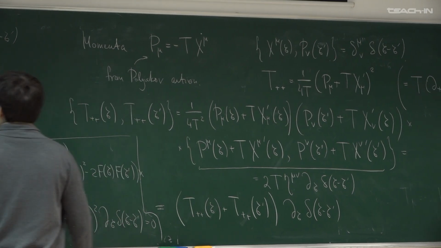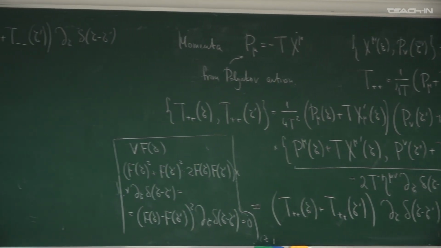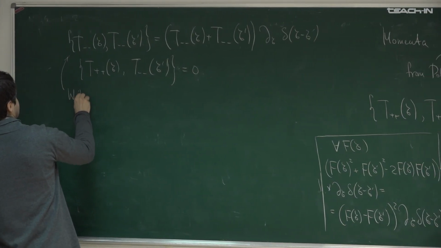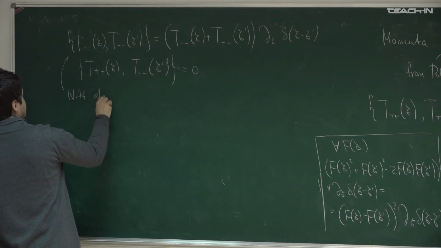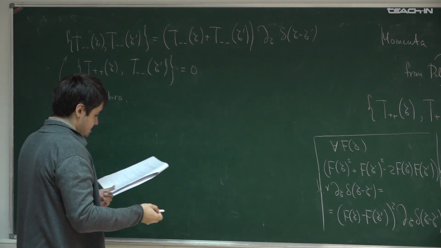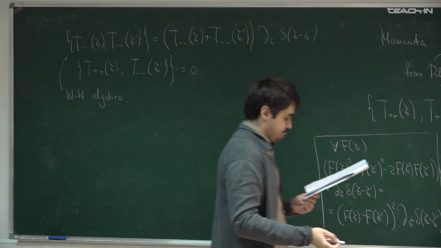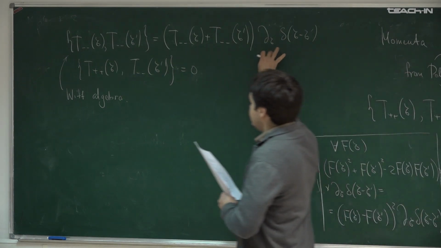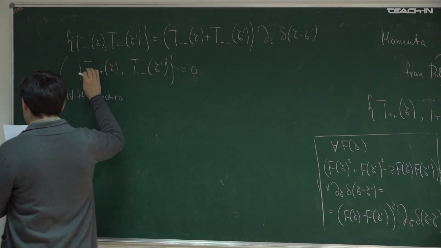Okay, so this algebra for T−− or T++ is called a Weyl algebra. Here we have a sum of two Weyl algebras for T− and T+. So we have two copies of this algebra. They commute with each other. To get rid of the delta functions, we may integrate this with some test functions.